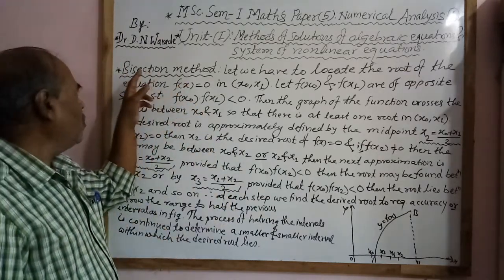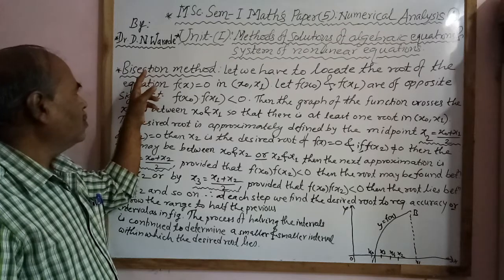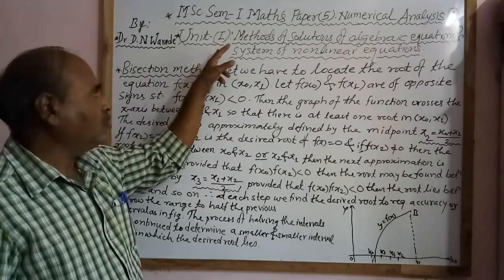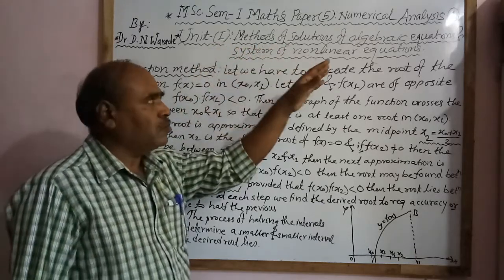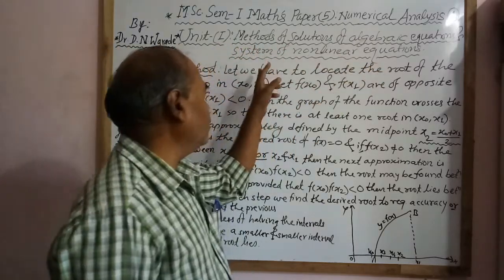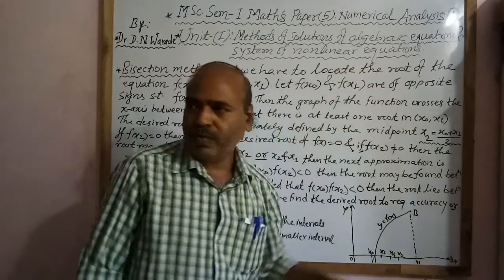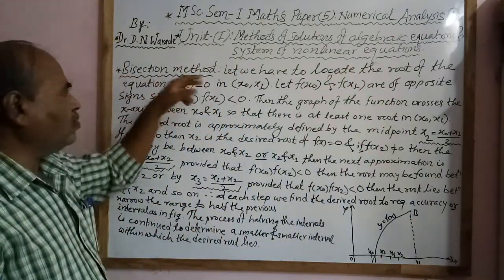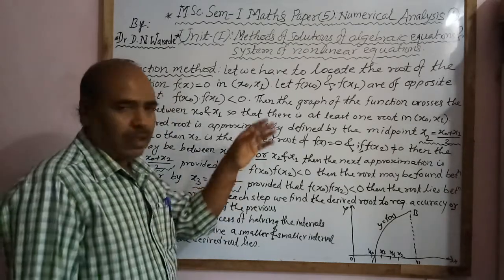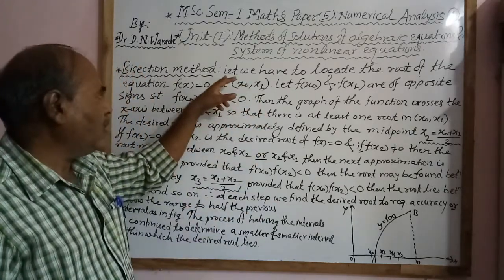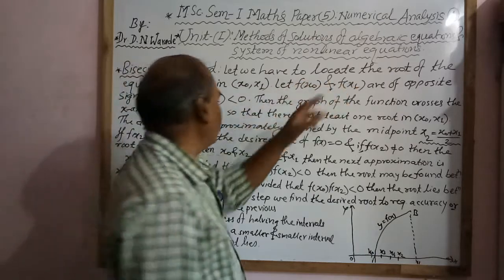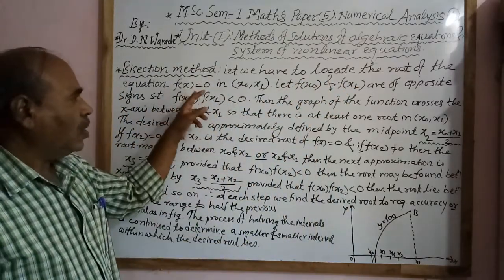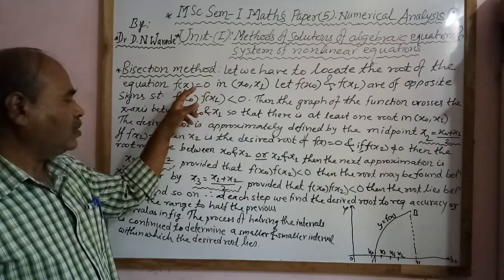Now, first we start the method, the bisection method. Unit wise, we start with Unit 1, methods of solutions of algebraic equations and system of nonlinear equations. In this, the first method we see is the bisection method. Let us locate the root of the equation f of x equal to 0.